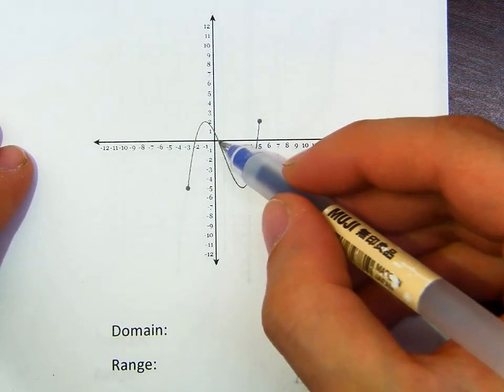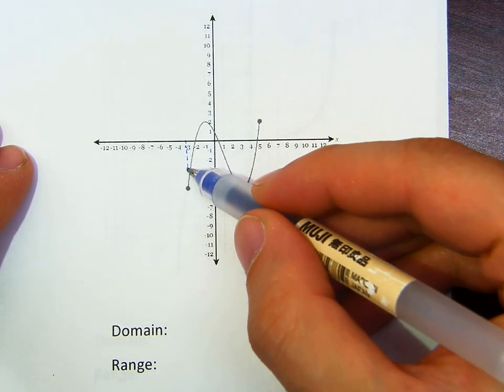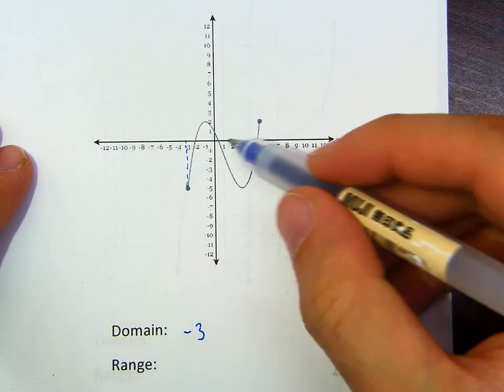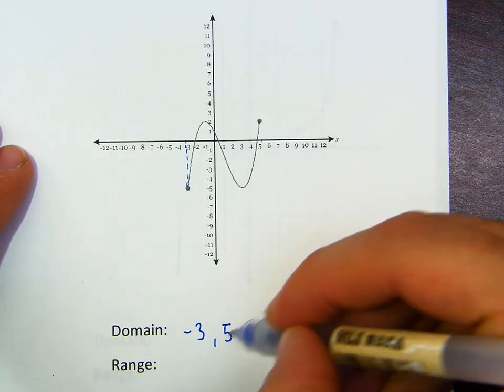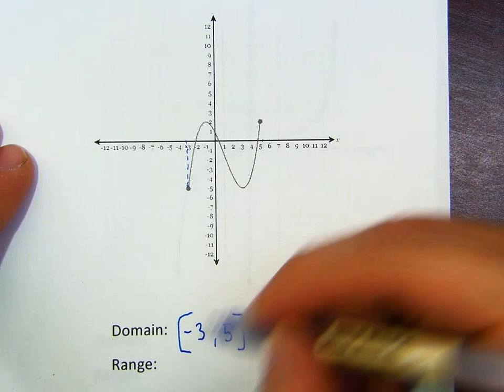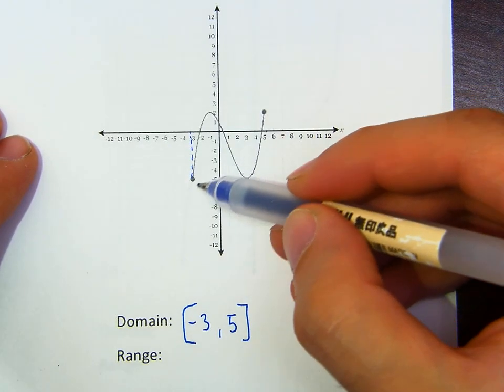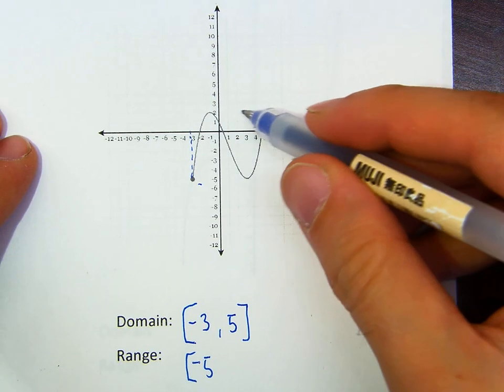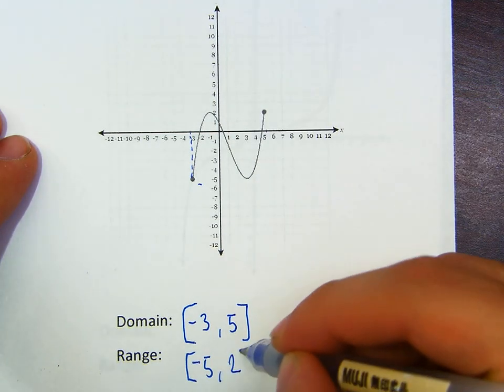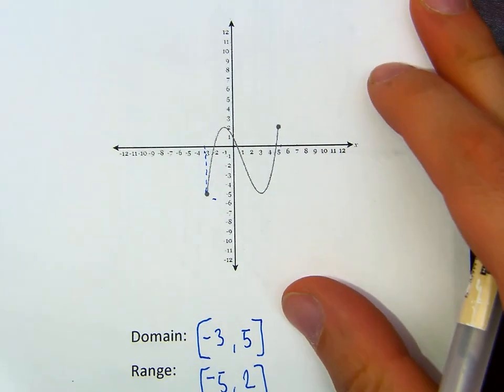How far left can you go? You can go to -3. How far right can you go? You can go to 5. And these are both closed. And then how far low can you go is -5. And then how far high can you go is 2. And then we're done with the first page.